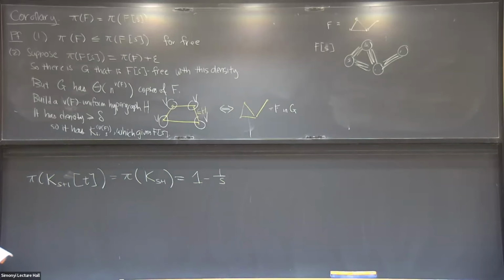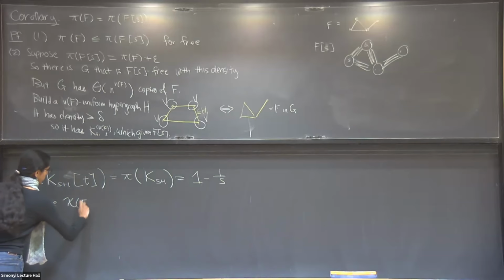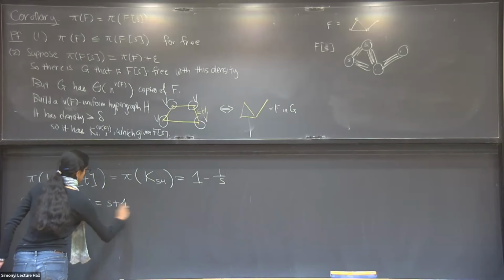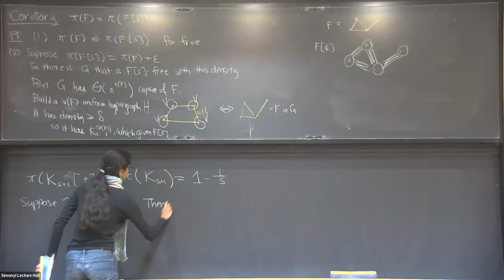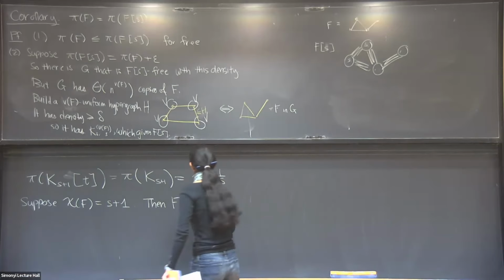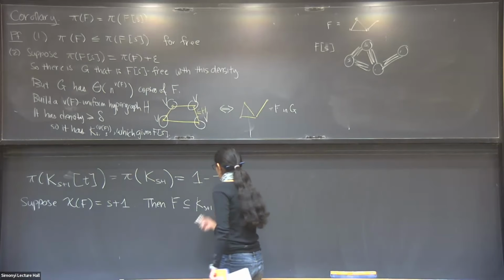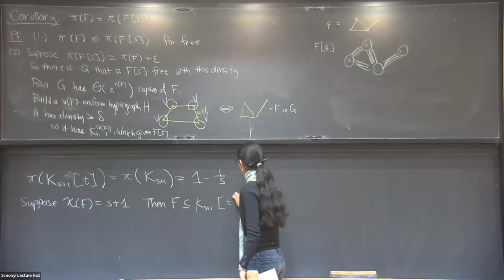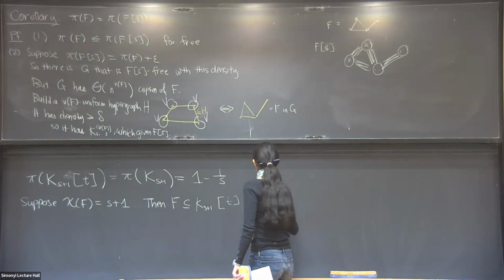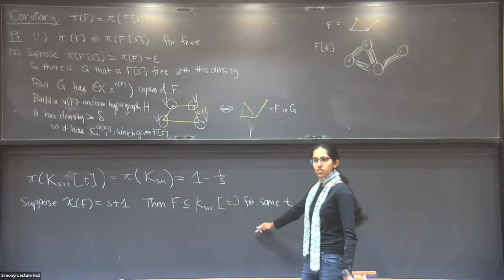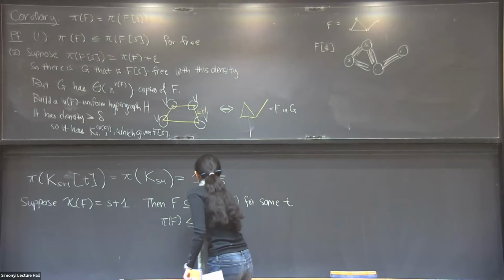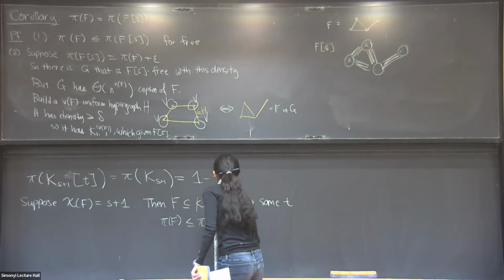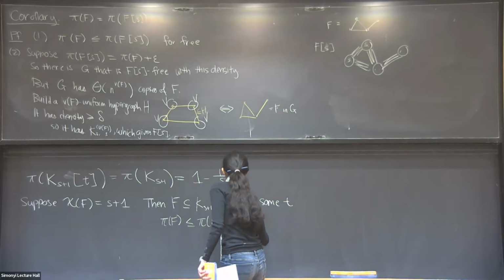And now for other graphs, suppose the chromatic number of F is s plus 1. Then I know that F is a subgraph of some s plus 1 partite complete graph. And this gives me definitionally that the Turán density of F is at most the Turán density of K_{s+1}.